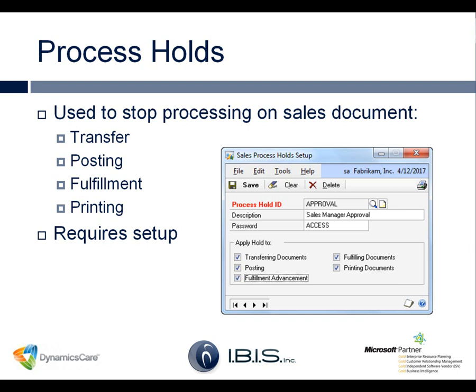You just have to enter an ID and a description, and if you want to set up a password to remove the hold, this is where you would enter the password. So if I was going to try to transfer, post, or do anything with any sort of sales document that had this approval hold ID on it, I wouldn't be able to do that until I entered the password and removed the hold.